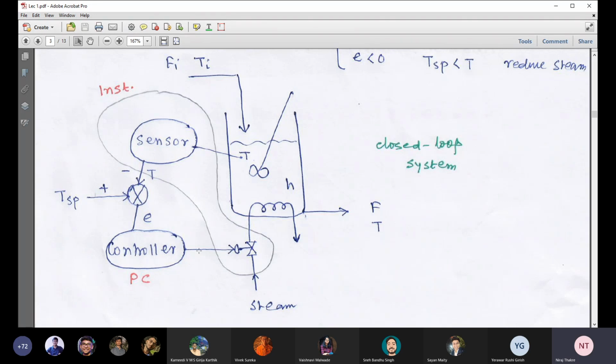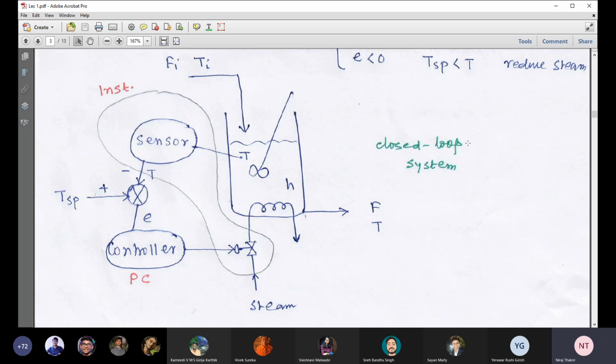Then this control action is physically implemented through this control valve. It basically estimates the opening of this control valve. If we need to introduce more steam, then you have to fix the opening that way. If you want to reduce it, the opening will be fixed accordingly. So by this way, we can maintain the temperature. Since this process includes a control configuration, it is called a closed loop system.